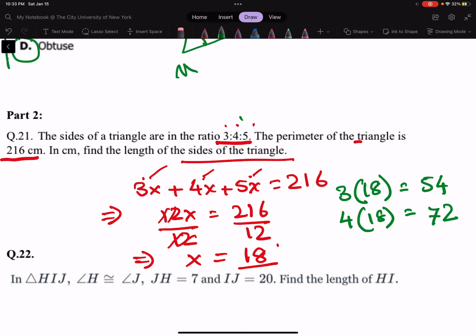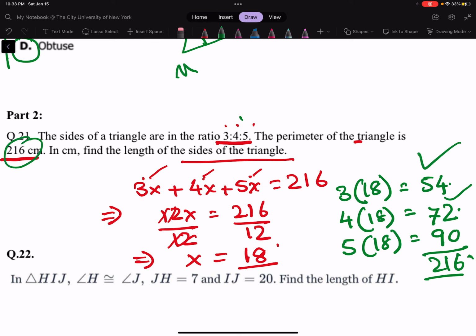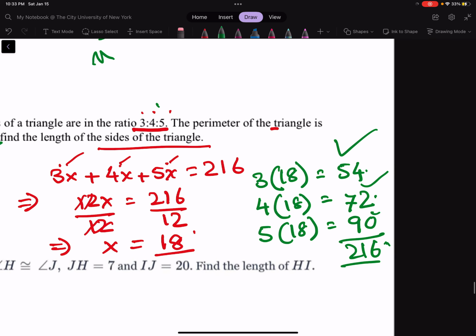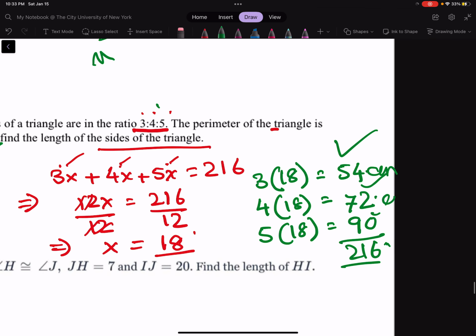You can use your calculator for that. And next one is 5 with 18. I think that should be 90, because 5 tens are 50, 5 8s are 40, so 90. Once you add them, 54 plus 72 plus 90 gives 216, which exactly matches with this, so your answer is right. So 54, 72, 90, and you must write the units, centimeters. All right, so you say centimeter, centimeter, and centimeter.